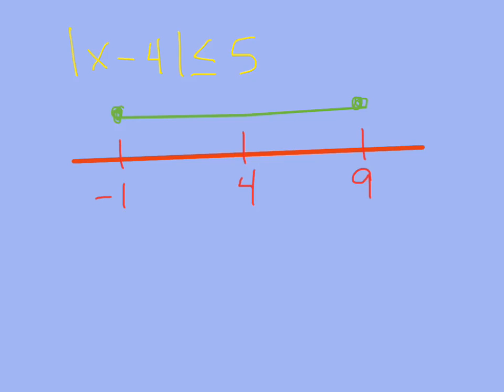Because all the values in here are less than 5 away. All the values in here are less than 5 away. So this is another example. All the values in between there. Written in interval form, you're going to go from negative 1 to 9. Notice I put brackets on both sides because you're going to include the value of negative 1 and you're going to include the value of 9.